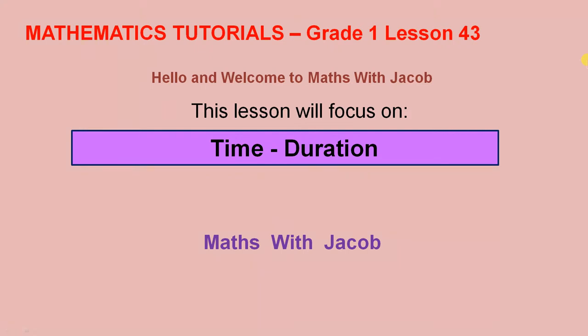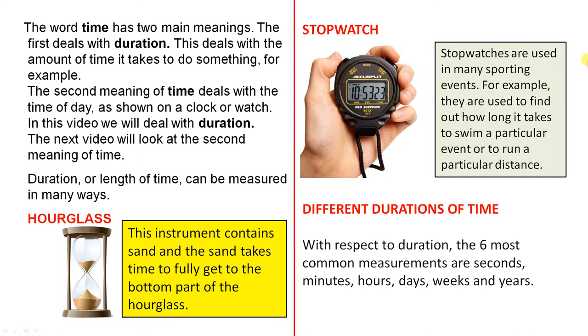This lesson will focus on time, duration. The word time has two main meanings. The first deals with duration. This deals with the amount of time it takes to do something, for example. The second meaning of time deals with the time of day, as shown on a clock or watch. In this video, we will deal with duration. The next video will look at the second meaning of time.